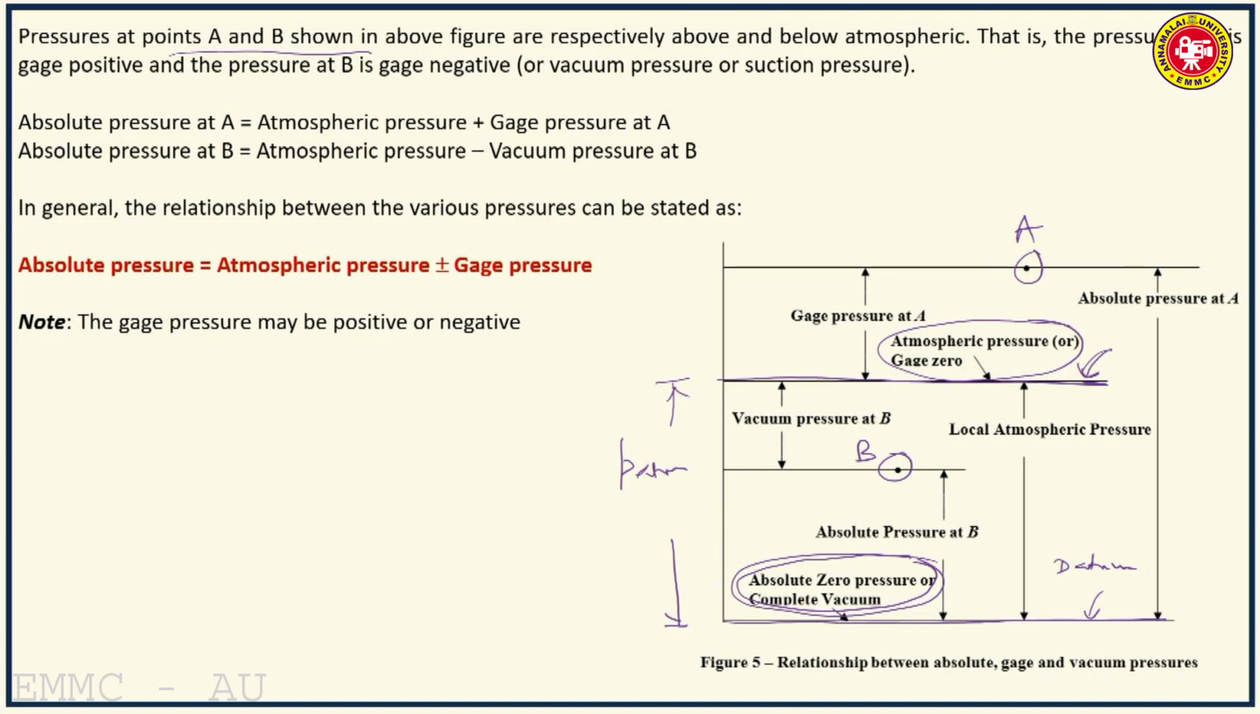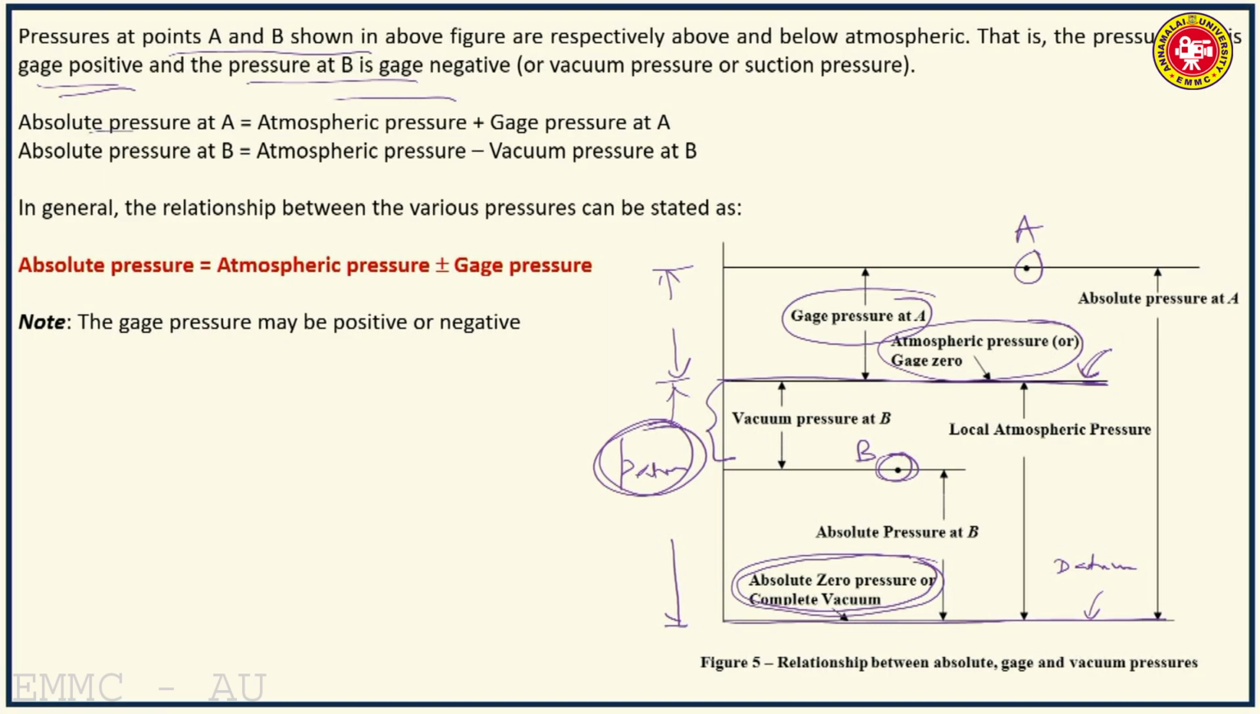So I am considering a point A wherein the pressure is above atmospheric. The pressure at A is gauge positive and the pressure at B is gauge negative. B is a point where it is below atmospheric, so here it is gauge negative. What is absolute pressure at A? Absolute pressure at A will be atmospheric pressure plus the gauge pressure at A. Similarly, at point B, wherein the pressure is below atmospheric, pressure at B will be atmospheric pressure minus vacuum pressure at B.